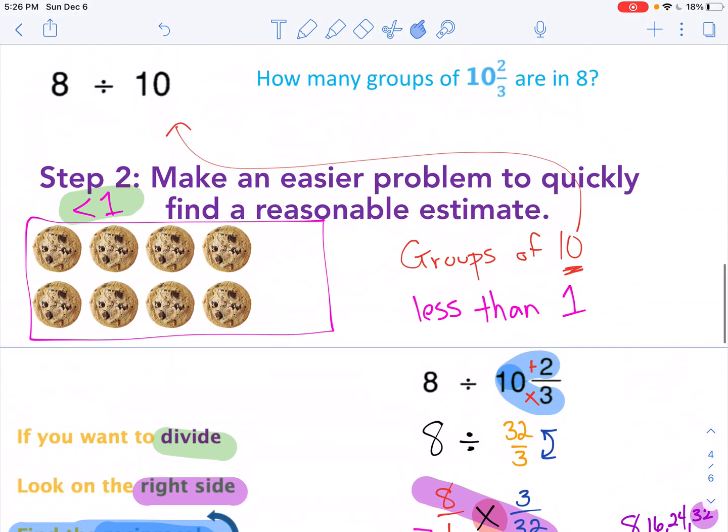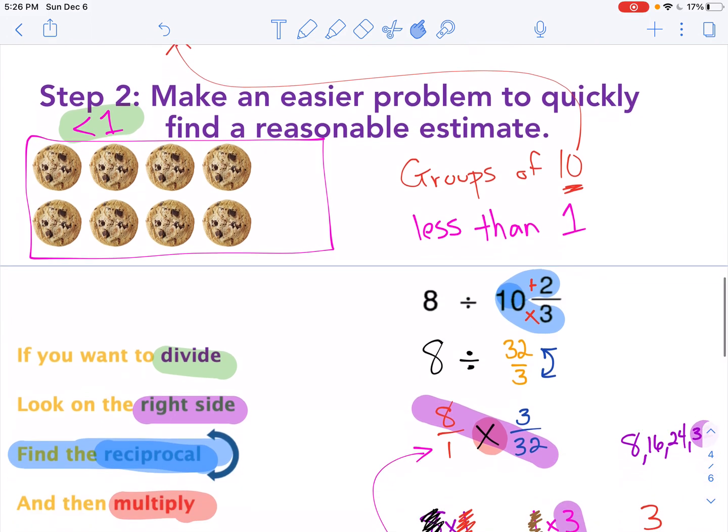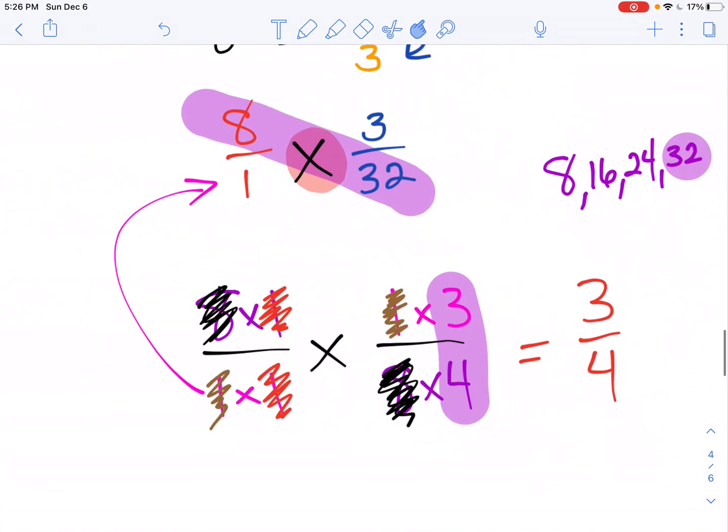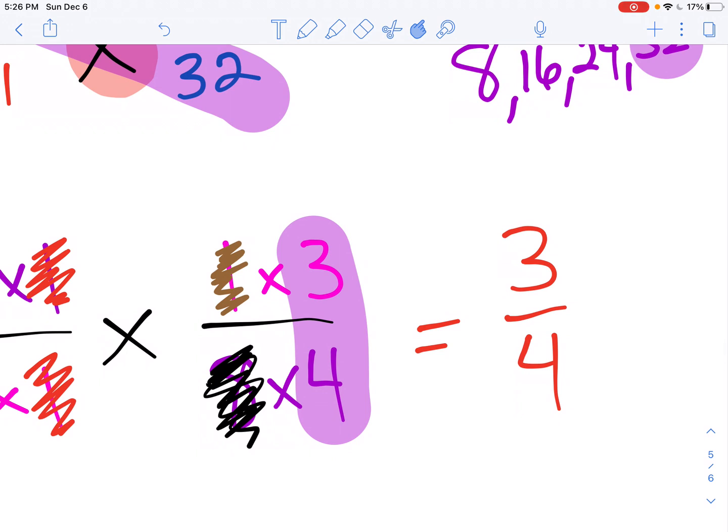And let's go back to our cookie problem. We said that our answer should be less than 1. And our answer is less than 1. We had less than 1 group of 10 cookies. We couldn't even make one group of 10 cookies. That's why our answer is less than 1, and 3/4 is less than 1. I think of these as puzzle problems, and they get to be more fun as you practice.